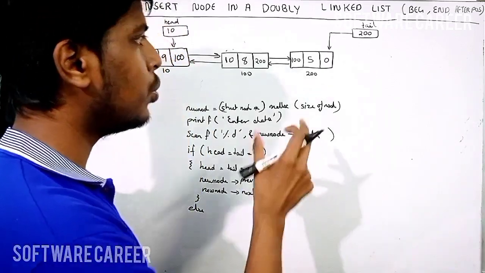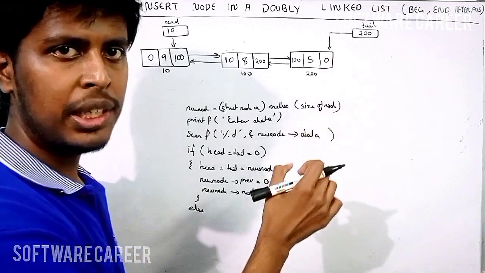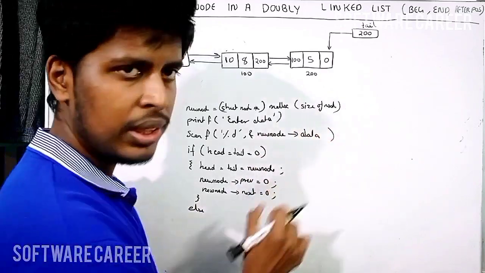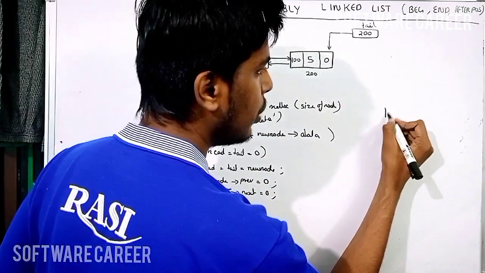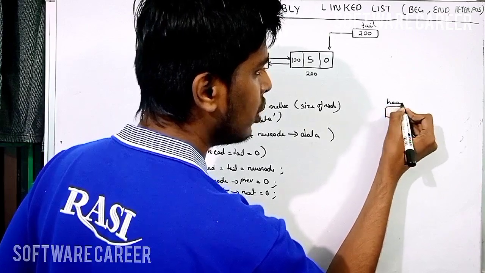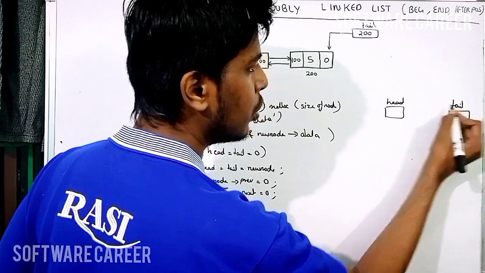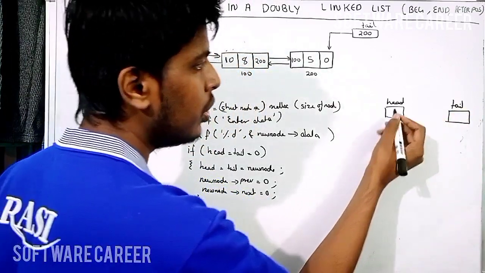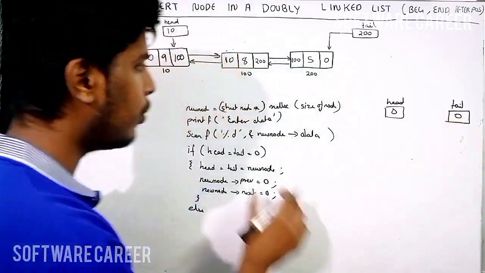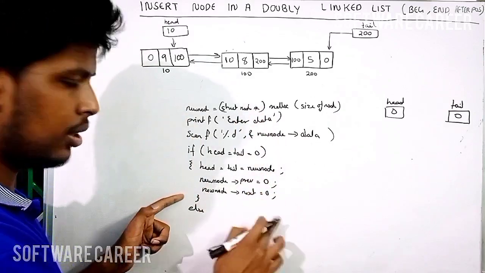See, now I will teach you how to insert a new node at the end of a doubly linked list. First, let's see the case when the linked list is empty. Now head and tail will be 0 because there are no nodes present in the linked list. So you can't point head and tail to any node. So head and tail are 0. So follow this same step again till this thing.